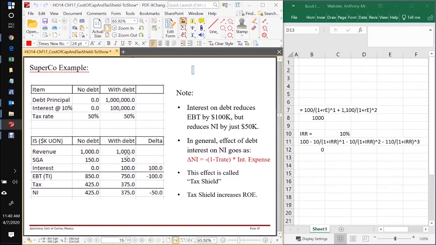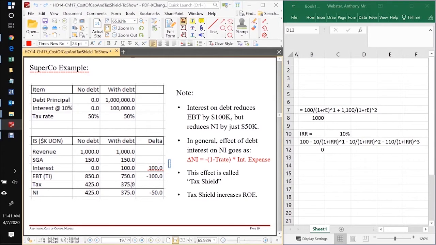So revenue, of course, is the same in either case, as things like SG&A expense are going to be the same. What's going to be different is the interest expense. So we get down here and we see that in the case with debt, the company does have this additional expense of 100, using my K units here. And that's going to mean that its earnings before tax is 100 less than it would be with no debt. So you see we have 750 versus 850.